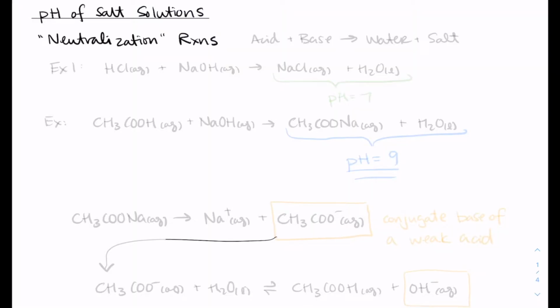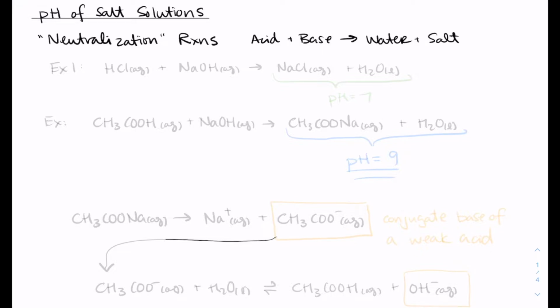Let's look at getting the pH of salt solutions. The salts we're going to look at come from "neutralization reactions," and I do have this in quotes. You'll see why it's in quotes in a little bit. In a neutralization reaction, we are going to see an acid and a base reacting with each other to produce water and a salt. And we've done these types of neutralization reactions before.